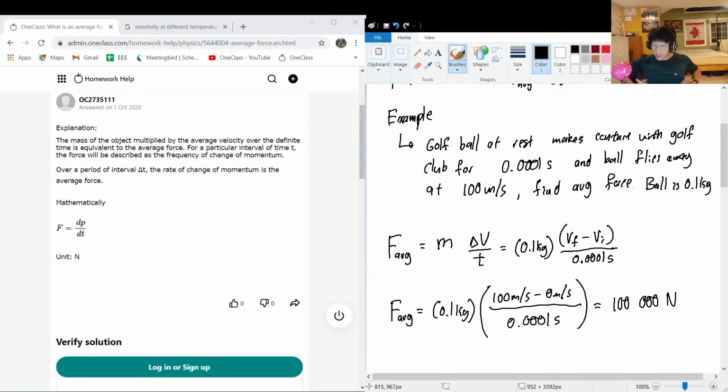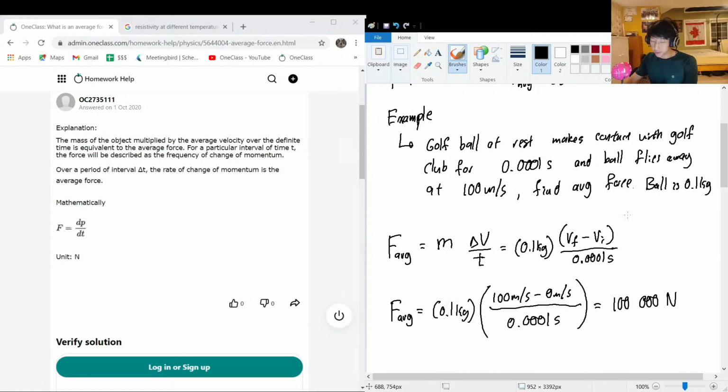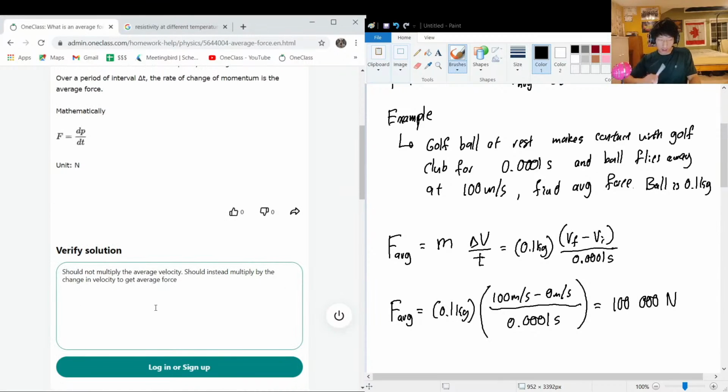And that could be reasonable. That might seem like an extremely large force, but also keep in mind that that force was applied for less than a millisecond, 1/10 of a millisecond. So it would seem reasonable. So that would be an example of how we can use the average force in a question that asks for it.